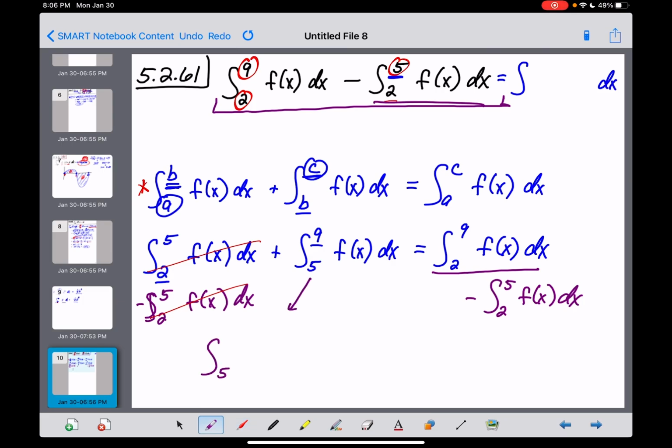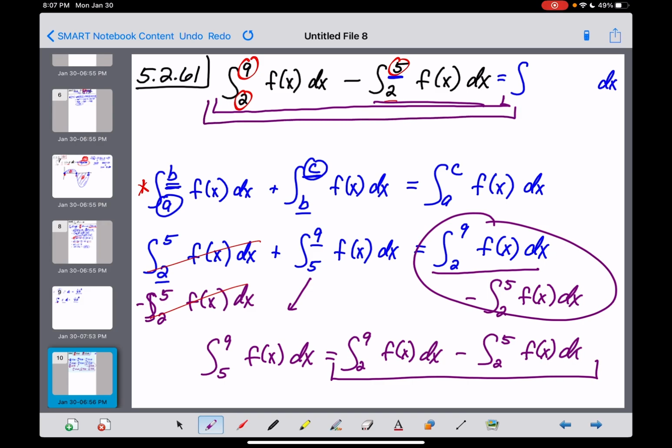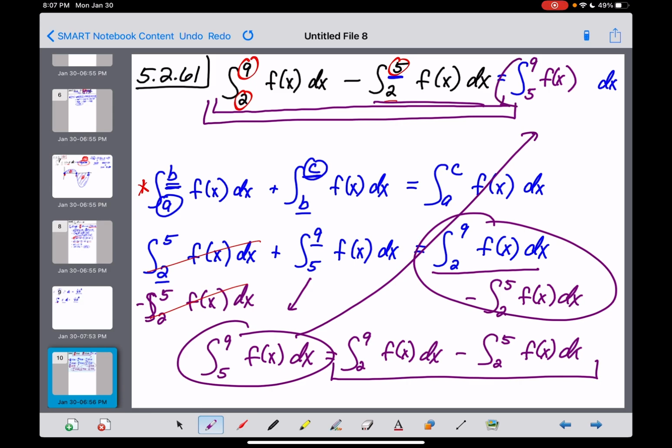This guy comes straight down. The integral from 5 to 9 of f of x dx is equal to, and I'm just going to rewrite this, an integral from 2 to 9 of f of x dx minus an integral from 2 to 5 of f of x dx. And that, if I'm not mistaken, is exactly what the original expression they wanted us to evaluate was. So what does it equal? This quantity right here. So our answer is the integral from 5 to 9 of f of x dx. So that, guys, is the answer here to problem number 61.